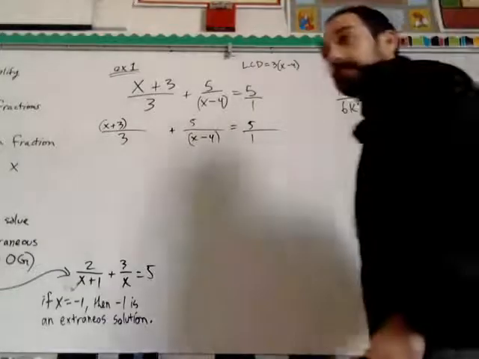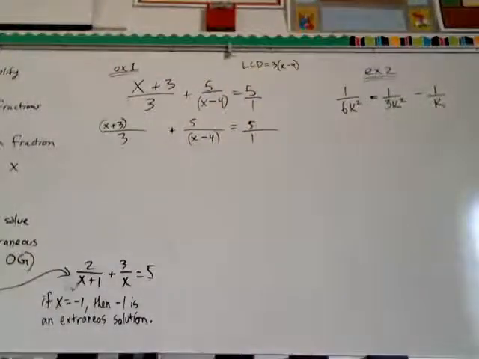Where should I put my least common denominator? To multiply what? Fractions. It's going to be on the top of the fraction.